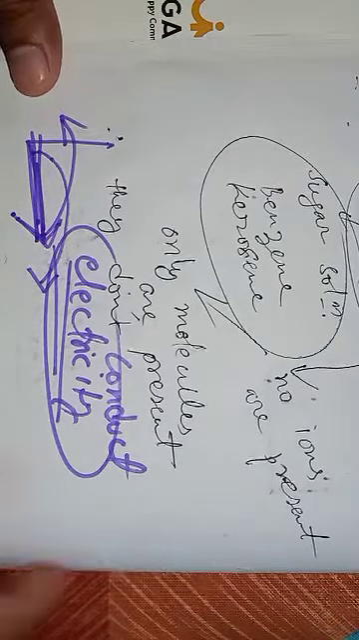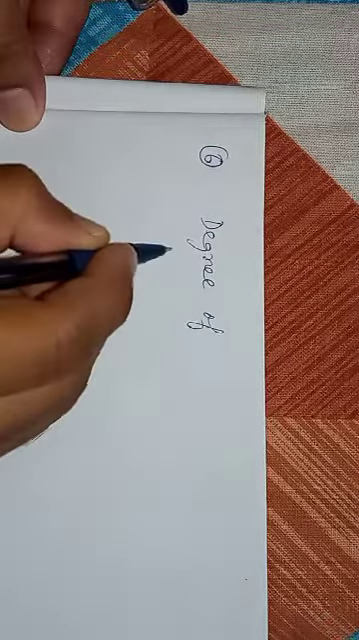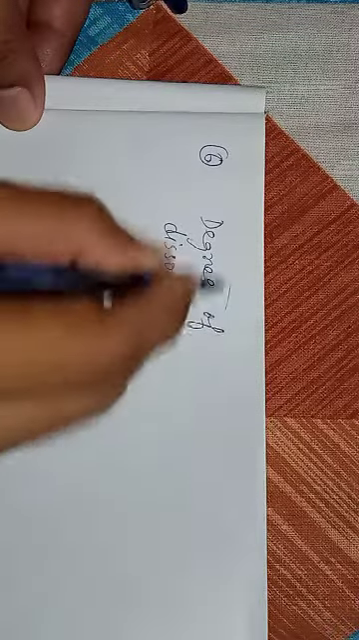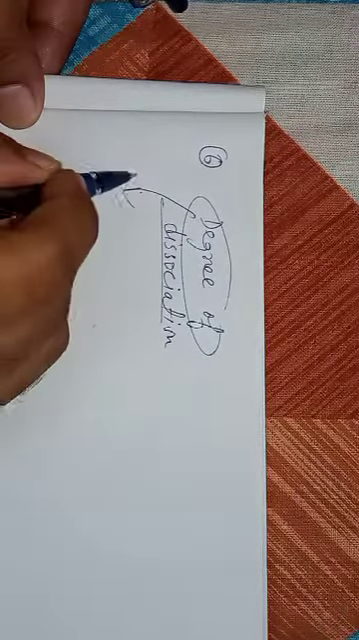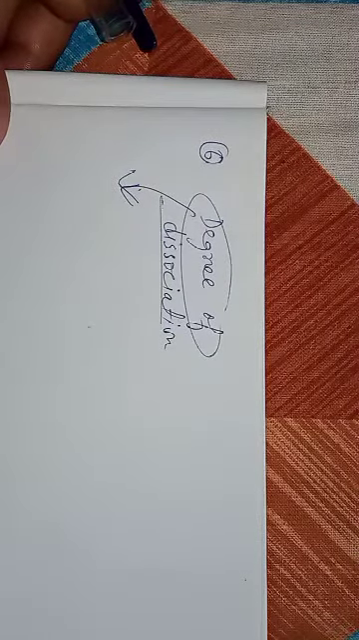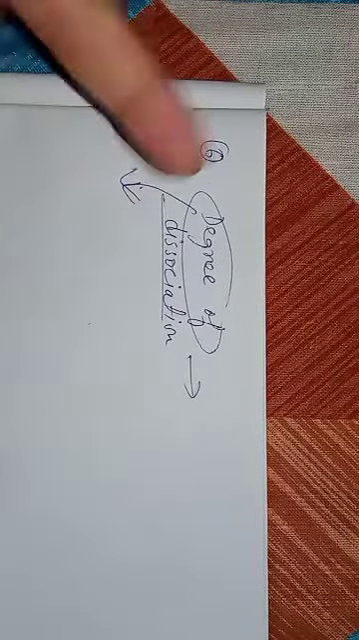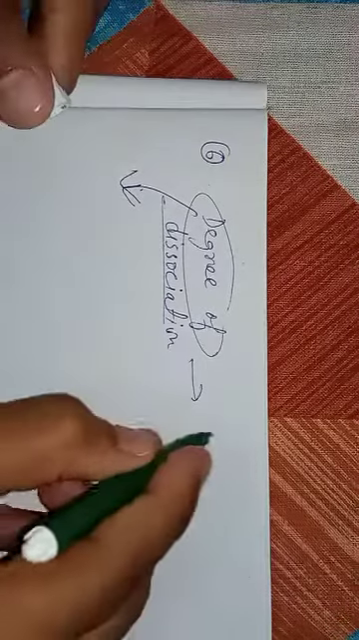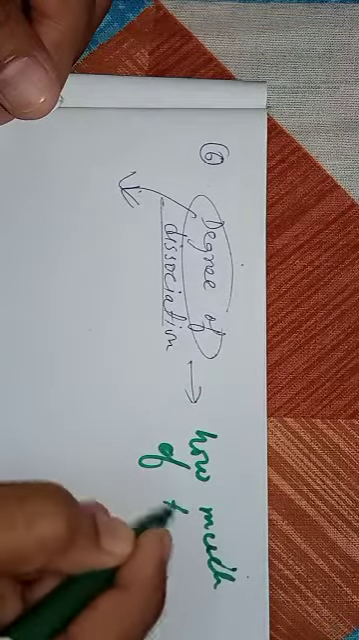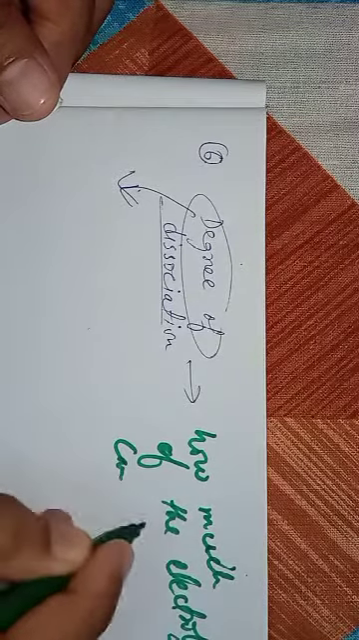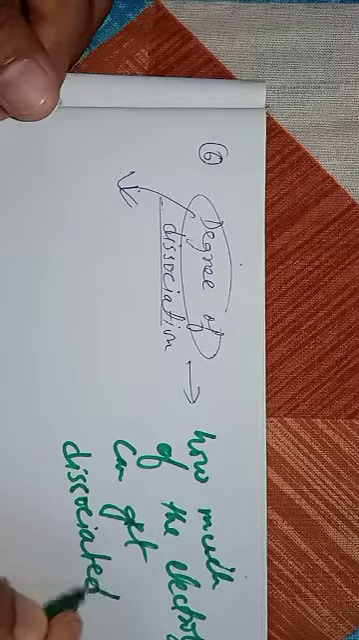Now let us move towards the last point of Arrhenius' theory, that is the degree of dissociation. Arrhenius said that the degree of dissociation is the extent to which an electrolyte dissociates or breaks up into ions. That means to how much extent that electrolyte can get dissociated, how many of its molecules can dissociate. That is the degree of dissociation.